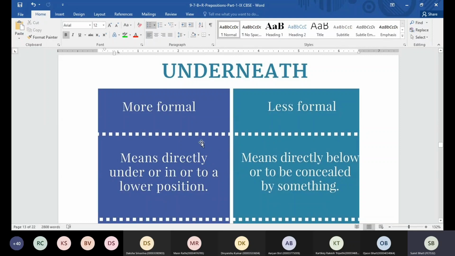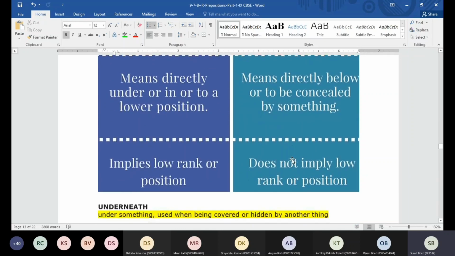Beneath means directly under or in or to a lower position, and underneath is going to mean directly below or to be concealed by something. Concealed means completely covered by something. Then we use the word underneath. Now there is one more meaning of beneath, guys, that is lower in rank or position. The word underneath has no such meaning. If you want to say that he is beneath me, that is also going to mean that he is in lower rank than you.